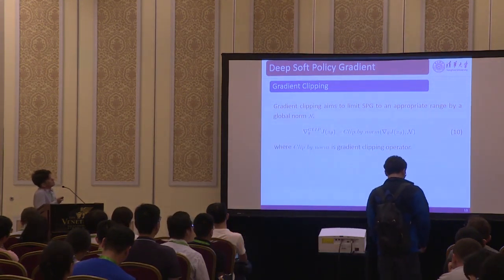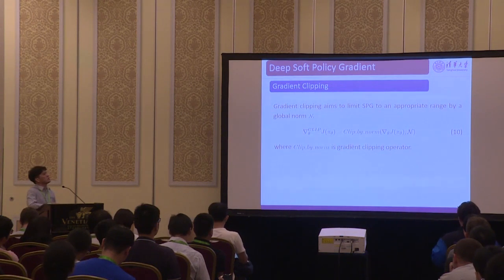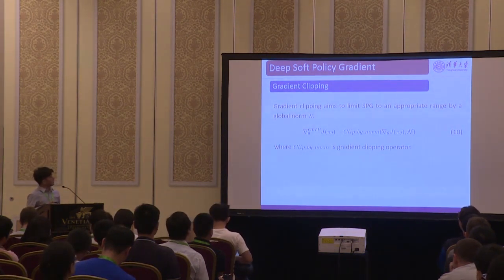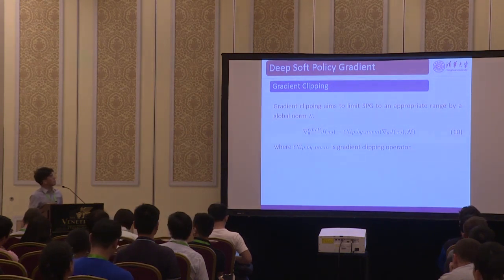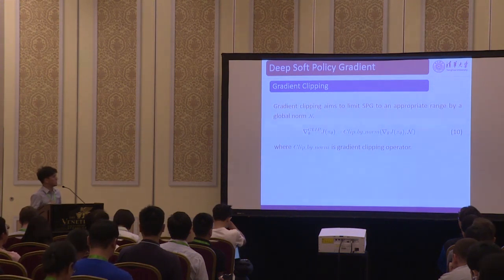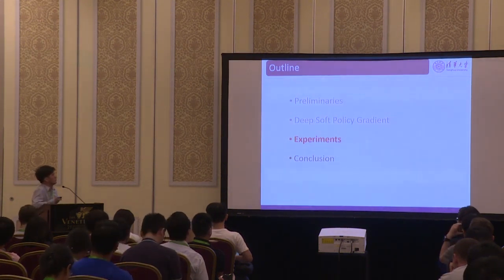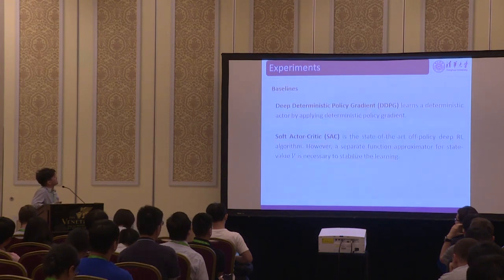Furthermore, we propose a gradient clipping approach to tackle the second challenge. Gradient clipping aims to limit the soft policy gradient to an appropriate range by a global norm. In fact, the clipped soft policy gradient will help stabilize the learning in our method. That's all for the methodology, and now let's go on to the experiments part.